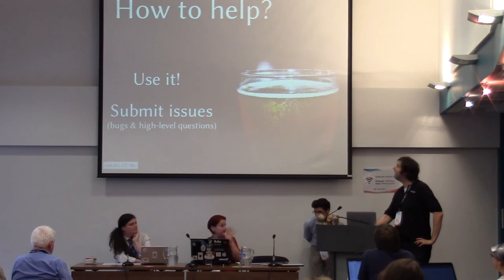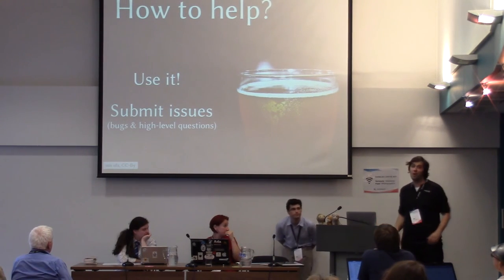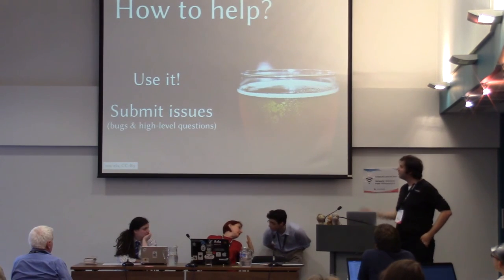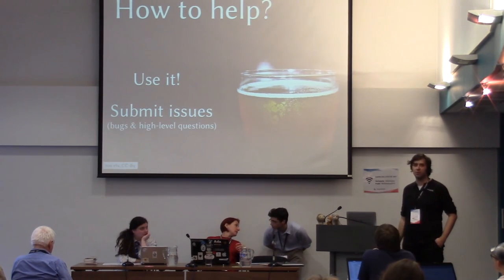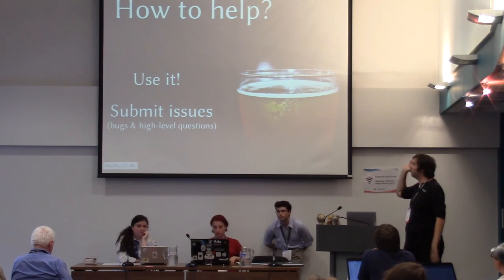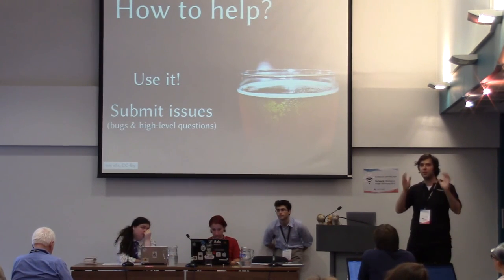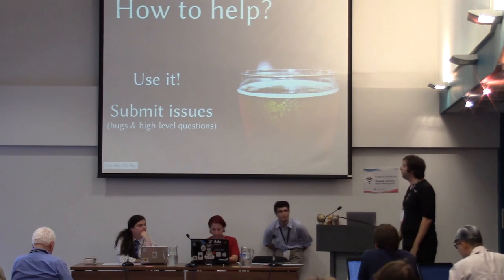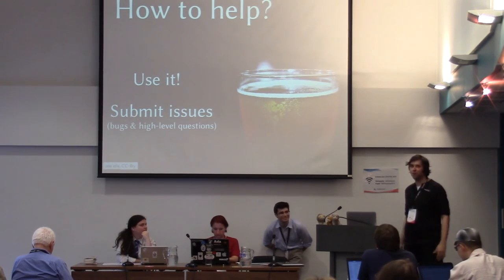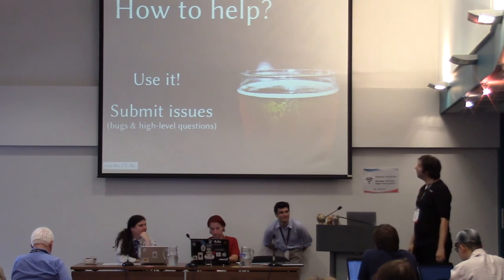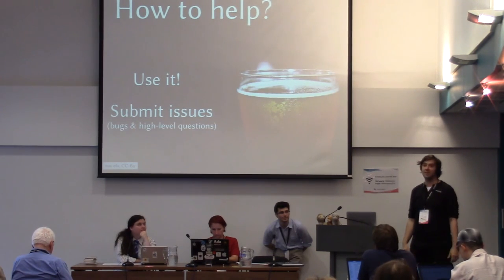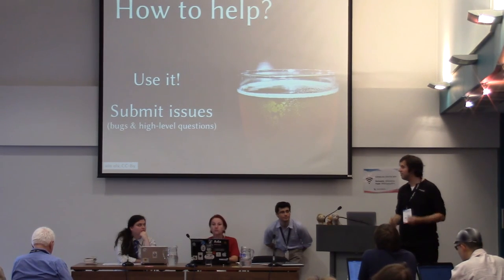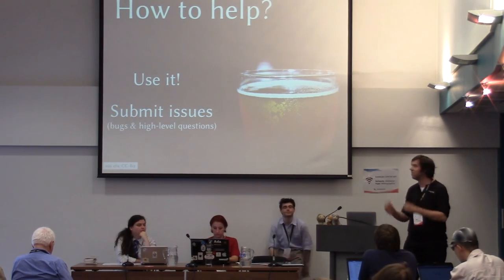How can you help us? Well, first, use it. That's one way to help us. Submit issues. When we say submit issues, just come to our GitHub and say, as a user, I need this feature. This is what we need. User stories, if you want. Also, report bugs, if there are things that are not working. Also, you can help us with technical things. So if you are a technical person, you can come to us and help us develop.